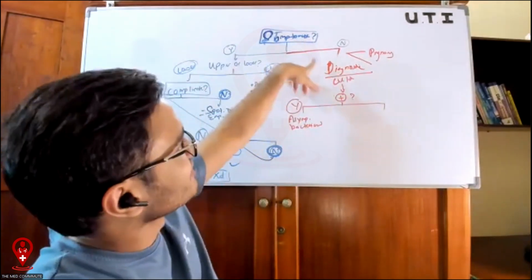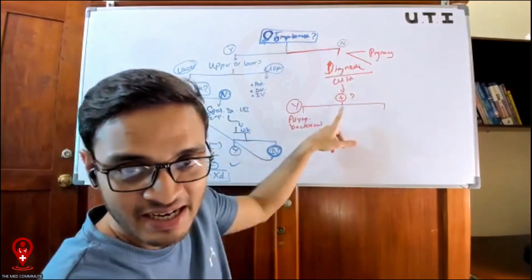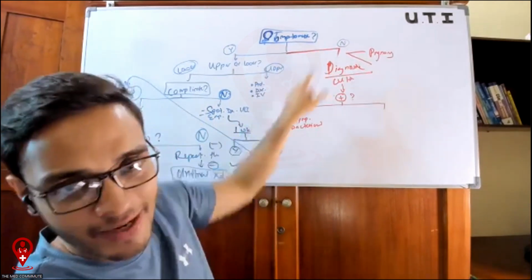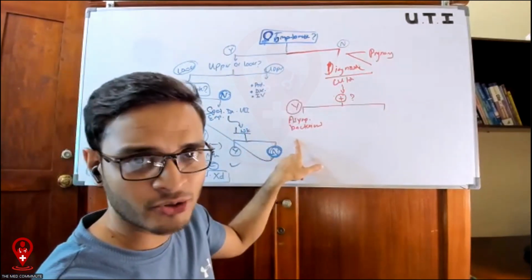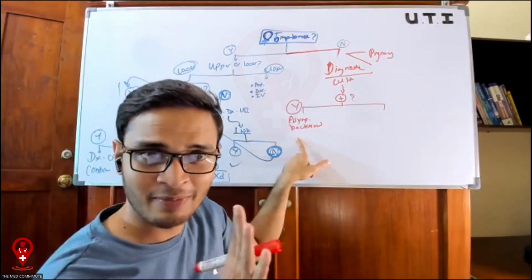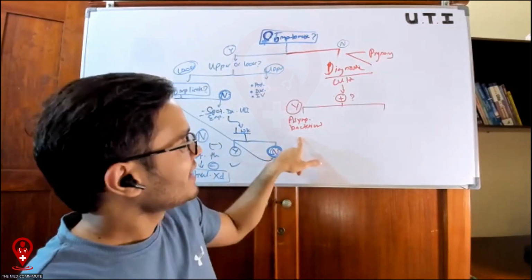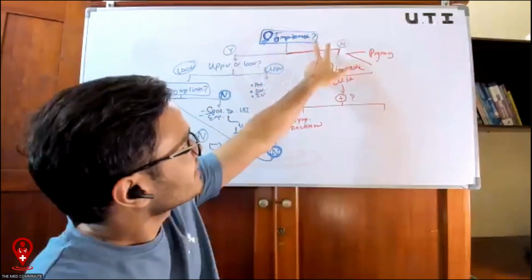So we started off here. The patient is asymptomatic, right? We did the culture. Now our question is, is the culture positive or not? If the culture is positive in an asymptomatic patient, that is asymptomatic bacteriuria, right? Okay. Cool. Asymptomatic bacteriuria. What is the other one?